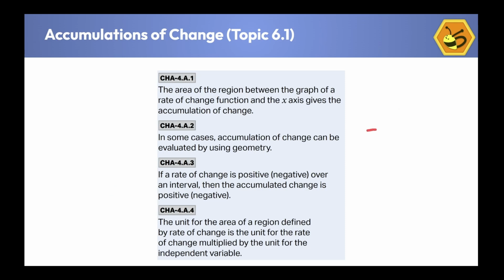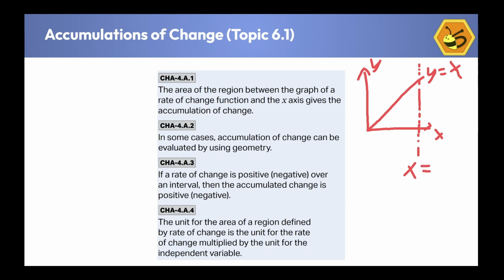For example, if the rate of change function is y equals x, which is a very basic one, and I was told to find the area under the curve between the y-axis, the x-axis, the line y equals x, and the line x equals, let's say, 5, then I can use the area of the triangle formula to get the area, which is 5 times 5 divided by 2, which is 25 over 2.